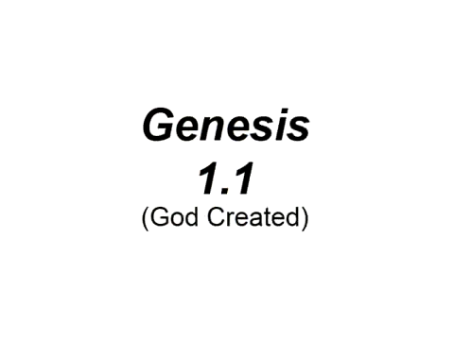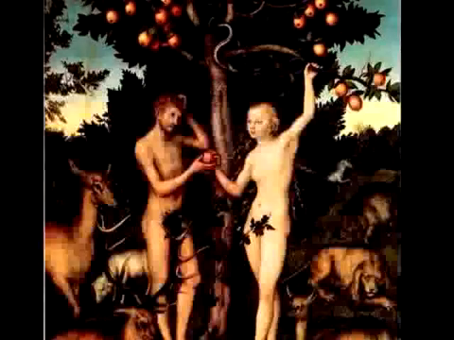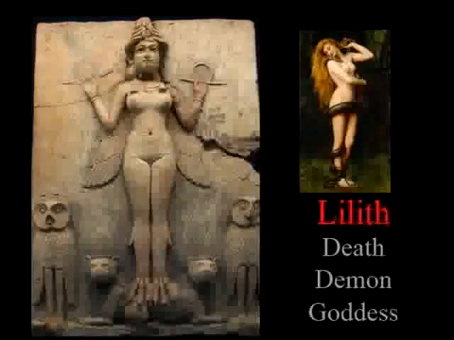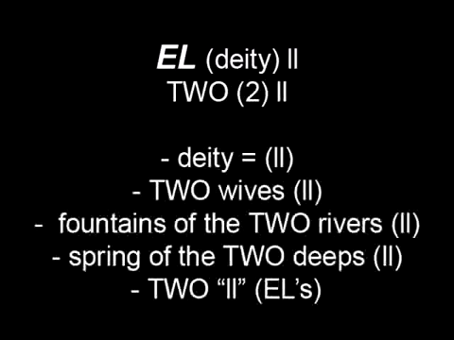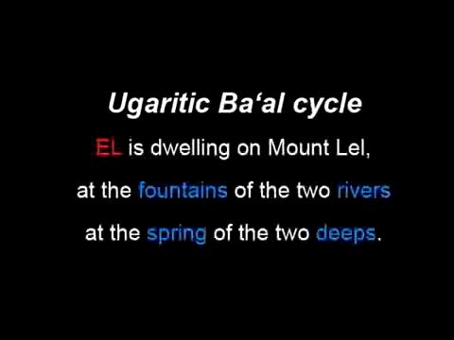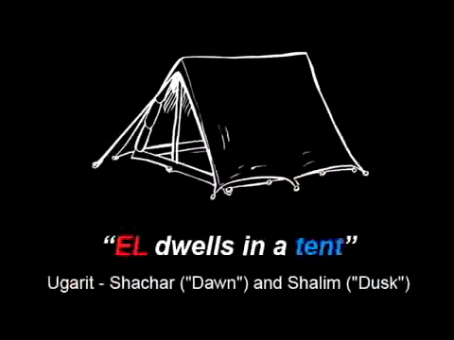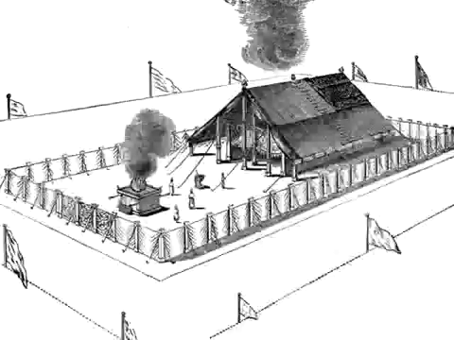And in Genesis 1:1, the creation story, we find that Adam is the first, and then Eve is the second. And of course, Adam had 2 wives, Lilith and Eve, exactly like the bull god El. And of course, I could go on and on about the biblical 2 waters, or the 2 firmaments, exactly like the Ugaritic bull god El and the 2 waters. And of course, El lived in a tent, exactly like the biblical god.